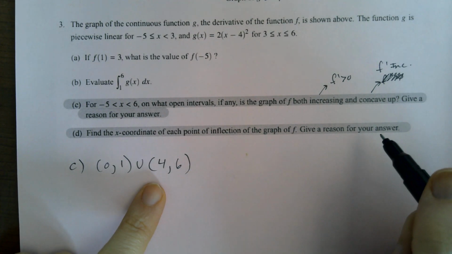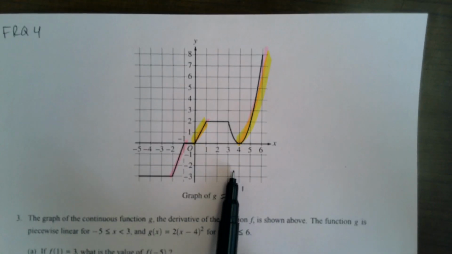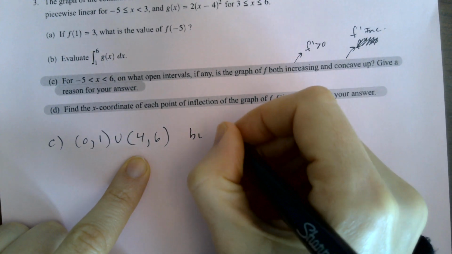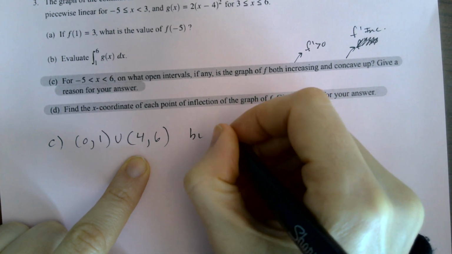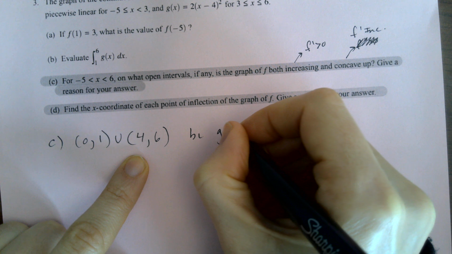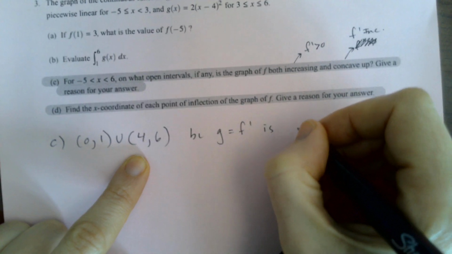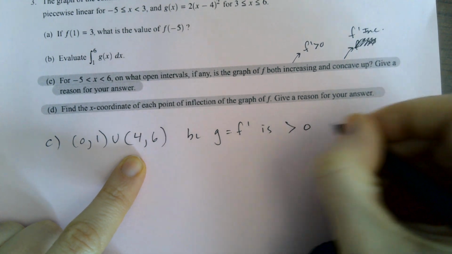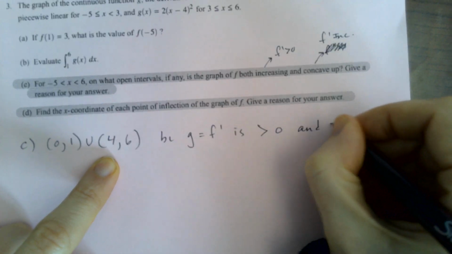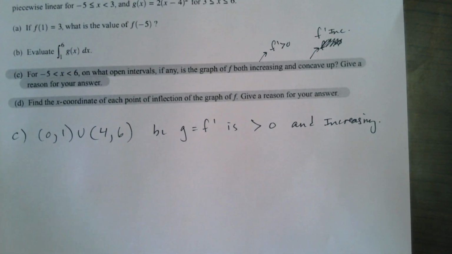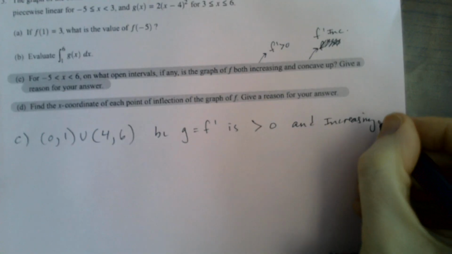Now the reason needs to say because something about f prime, because that's where we were getting our information. Because g, which is equal to f prime, is greater than 0 and increasing. Okay, so there's that.